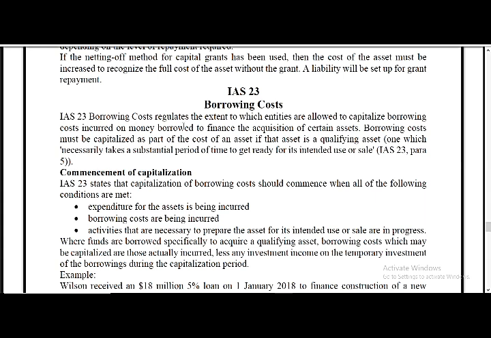So IAS 23 Borrowing Costs regulates the extent to which entities are allowed to capitalize borrowing costs incurred on money borrowed to finance the acquisition of certain assets. Now, what are those certain assets? They are qualifying assets. Qualifying assets are those which necessarily take a substantial period of time to get ready for their intended use or sale. It will not be an asset which you directly purchase. Only for those assets which take a substantial period of time to get ready will capitalization of interest be allowed, and those are called qualifying assets, right?